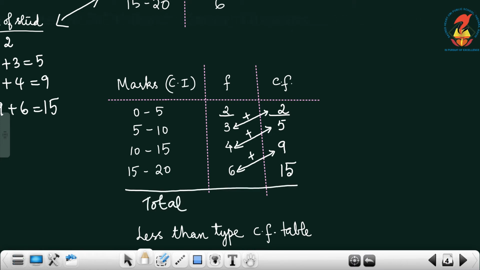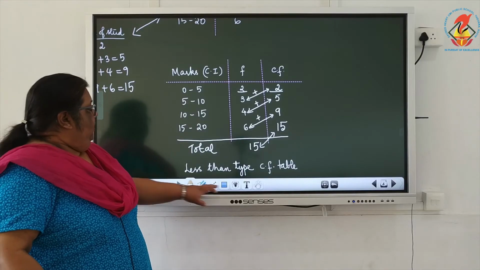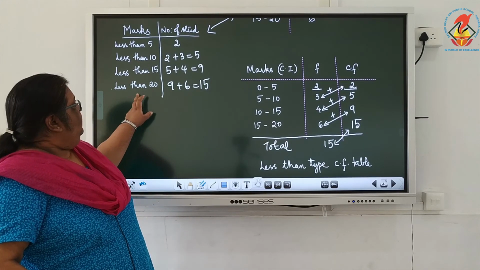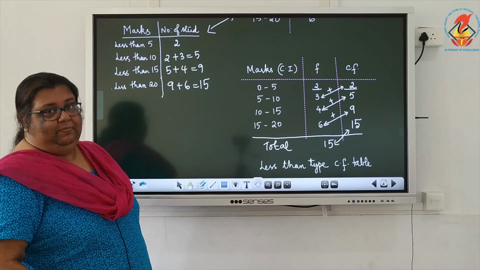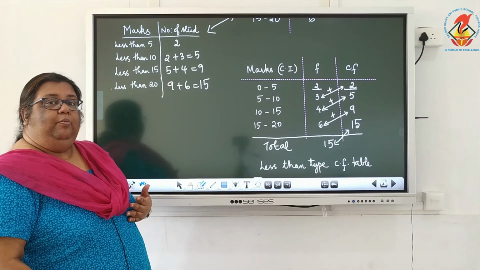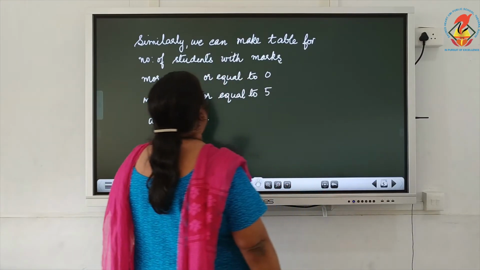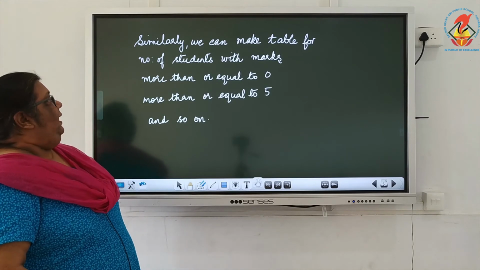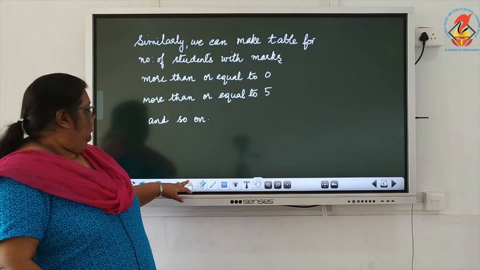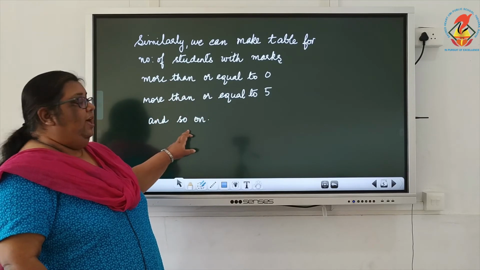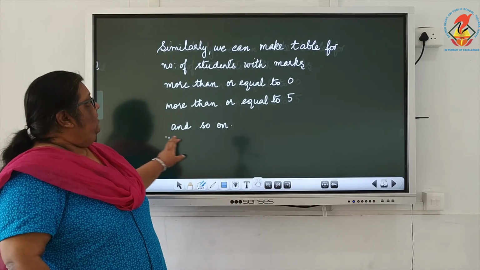What is the total number of students? 15. So this number and this number will be the same. So this table where I have written the less than type is known as the less than type cumulative frequency table. Similarly, we can write the more than type frequency table also. Similarly, we can make a table for the number of students with marks more than or equal to 0, more than or equal to 5 and so on. Let's see how it is.